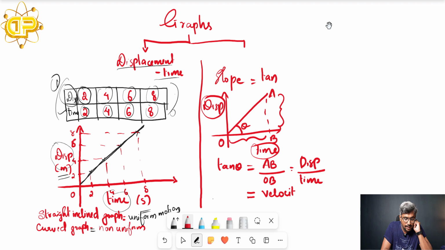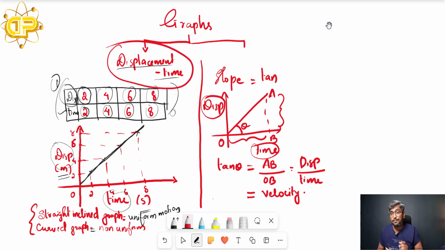If I am finding the slope of what type of graph? A displacement time graph, then I will get what? The velocity. So two main pieces of information you are getting out of this particular graph. If I'm getting a straight line or a curved graph, then I will understand whether the object is having uniform motion or non-uniform motion. And if I'm finding the slope, tan theta, then definitely I will find the velocity of the object under that particular movement. So that's all, and these are the pieces of information that you are getting out of this displacement time graph.